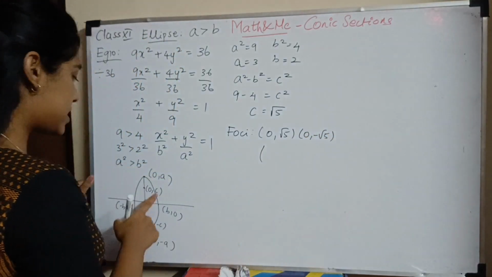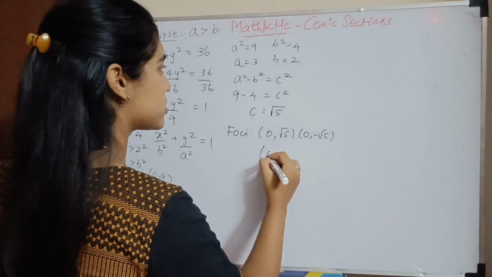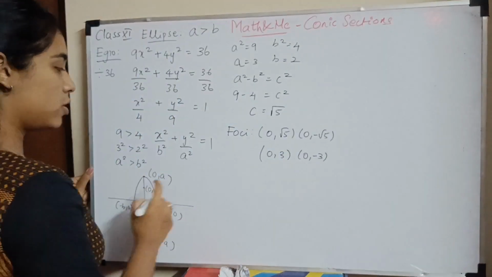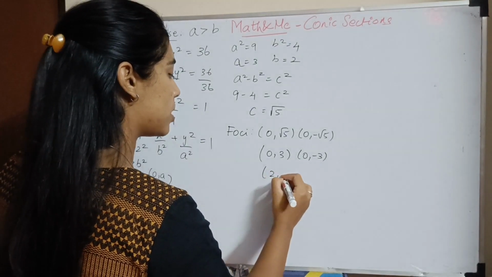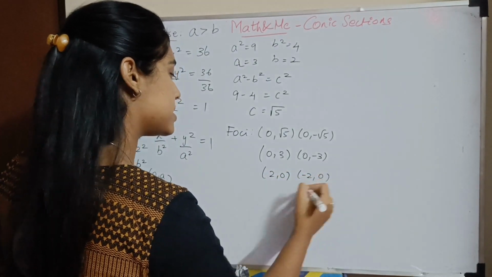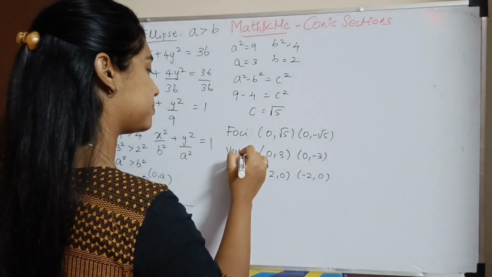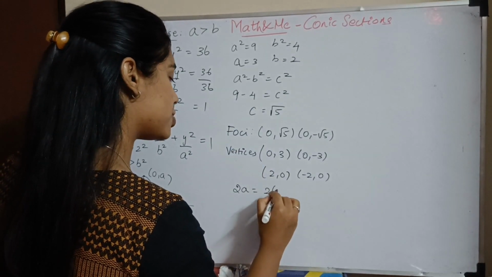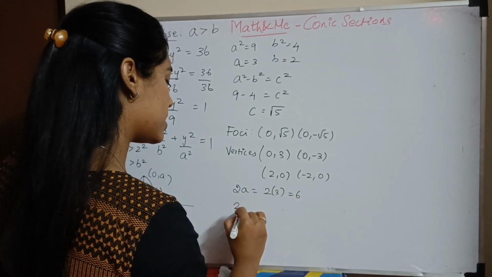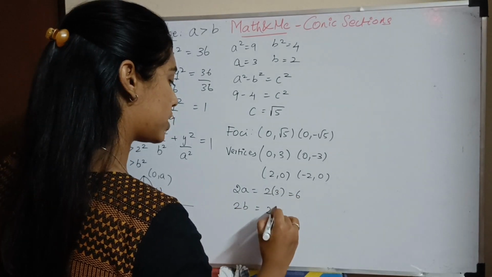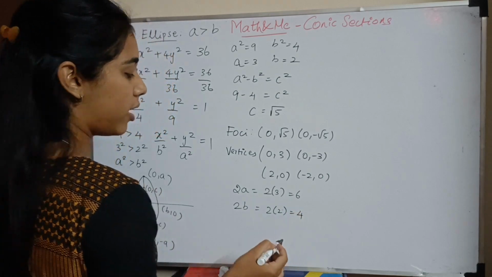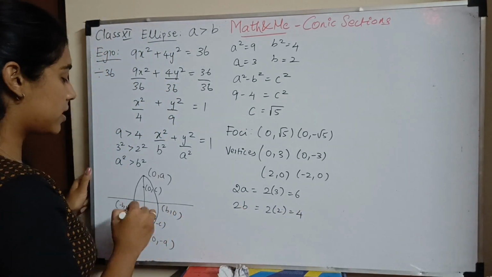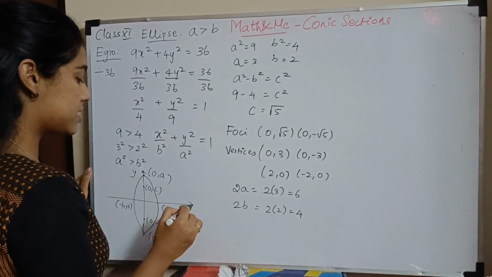Then, what are the vertices? 0 comma a, 0 comma minus a. So 0 comma a, 0 comma minus a, b comma 0, minus b comma 0. So it is 2 comma 0 and minus 2 comma 0. These are the vertices. Now what is the length of my major axis? 2a, which is 2 times 3, 6. What is the length of the minor axis? It is 2 times 2, which is 4. Always the length of the major axis is greater than the length of the minor axis. Okay, whichever way the ellipse is. Now it is on the y axis, this is my x axis.